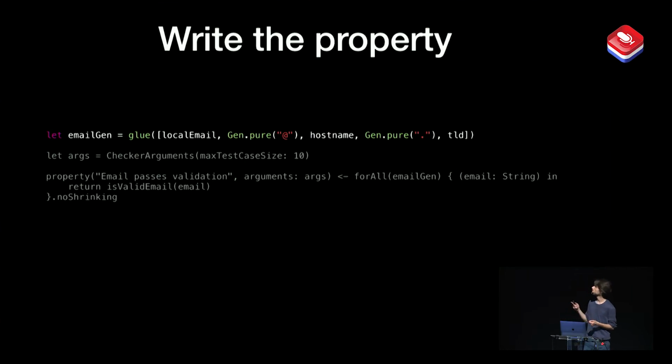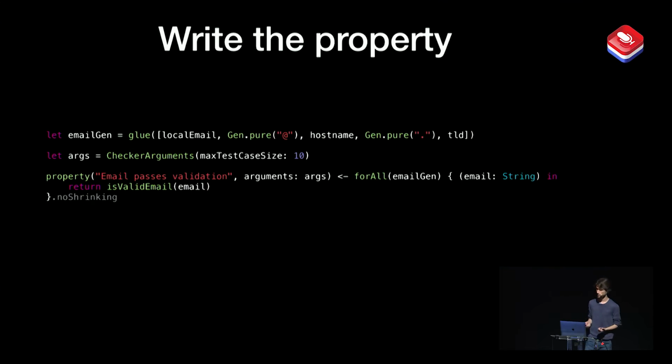Then we do the same thing with the other part of the email address, so the host name and the part that's called the TLD, so it's the domain name, basically. Once we have this, we also give some arguments to SwiftCheck. For instance, we're going to say, don't try email addresses that are bigger than 10 characters, because we're going to see we don't need to go up to 10 characters to find a bug.